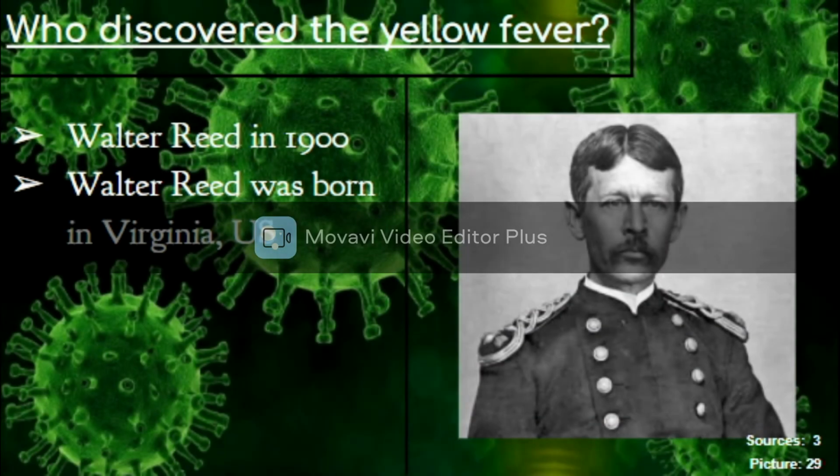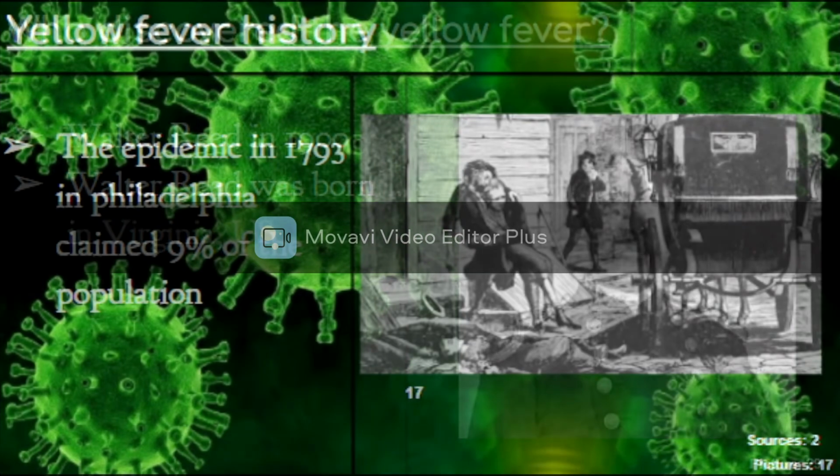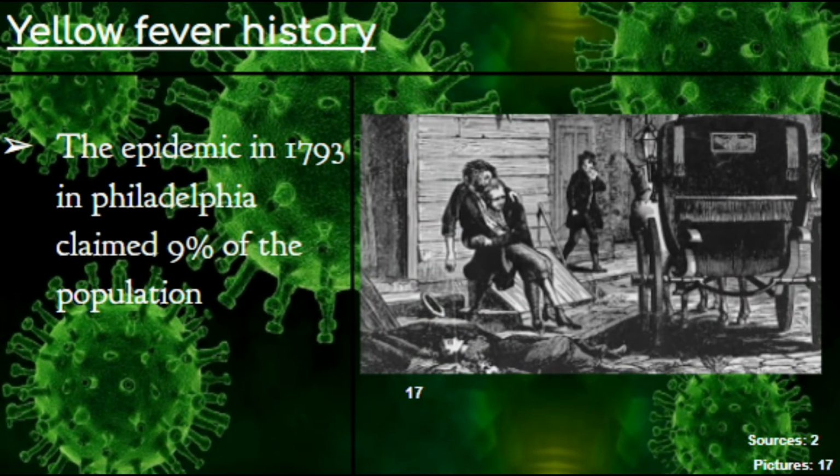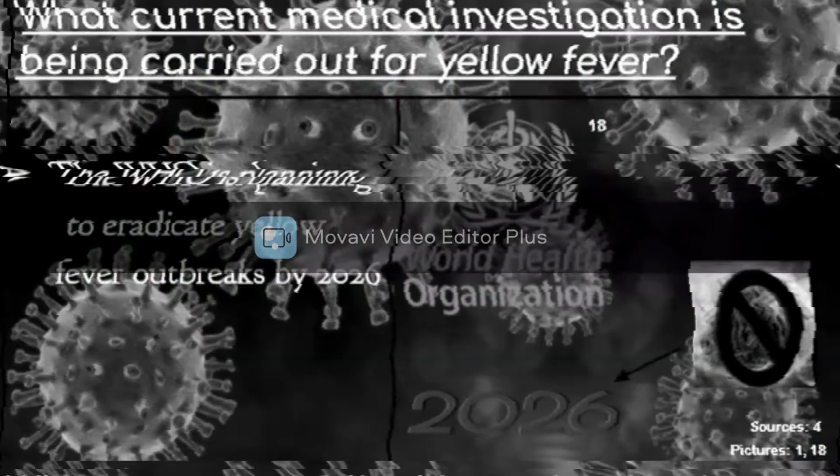The American doctor Walter Reed was one of the first to discover the yellow fever in the 1900s. A yellow fever outbreak happened in 1793 in Philadelphia, which was then the capital of the U.S. This yellow fever outbreak claimed the lives of about 9% of the population.